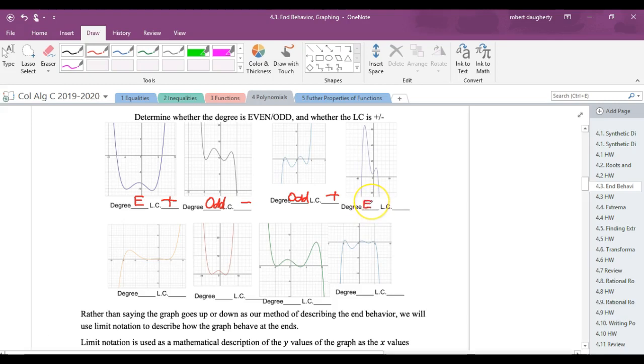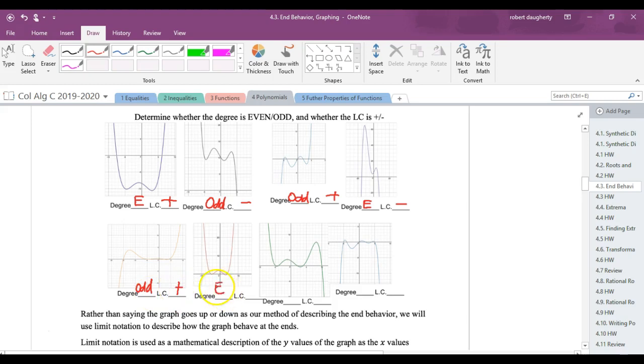It's an even degree because both sides go down, okay? Is the leading coefficient negative or positive? It is negative because it looks like negative x squared. This one, degree is odd or even? Odd. This is an odd degree. The leading coefficient, positive or negative? Positive. What about the next one?